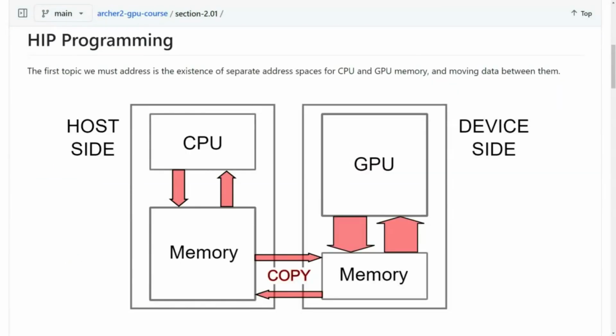Okay, so in this next section, we're going to start by looking at dealing with these separate address spaces and how we can use HIP to allocate memory and move data between them. And that's going to be the focus of our first example.